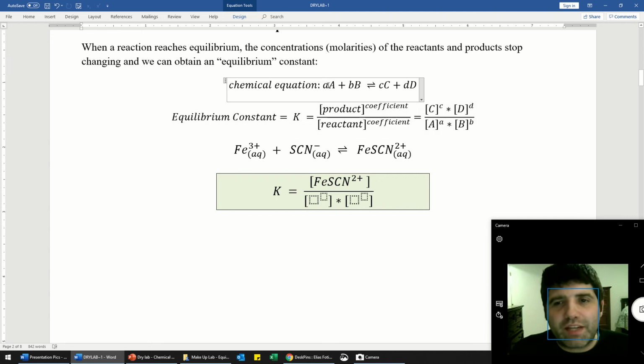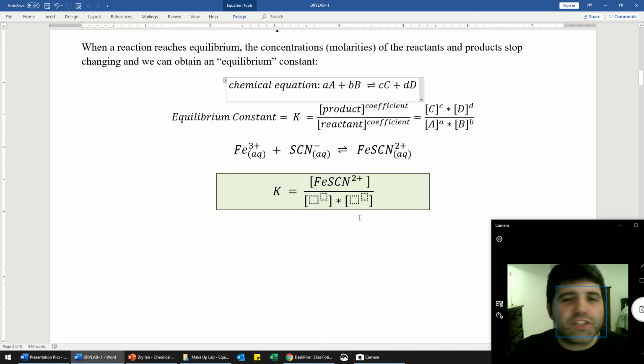So if we have this chemical equation right here, so here's the coefficient for A, the coefficient for B, the reactants go on the bottom, the products go on the top. We raise them to whatever power the coefficient is. And then we're going to be multiplying if there's more than one reactant or product on the same side of the fraction. All right, so here's the one we just looked at.